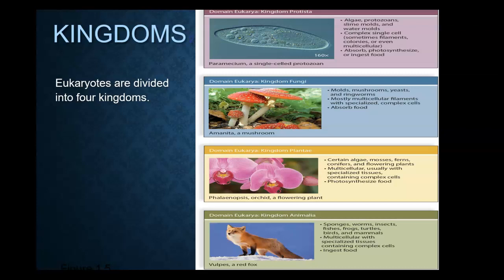And then the next one is the kingdom plantae. Examples of plantae: algae, mosses, ferns, conifers, flowering plants. Okay, your trees, all these guys fit in here. All right, so multicellular, usually with specialized tissues. For example, we know specialized tissues in any green leafy plants. They are specialized for what? Photosynthesis. They can absorb sunlight and take in water from their root systems and make sugar.